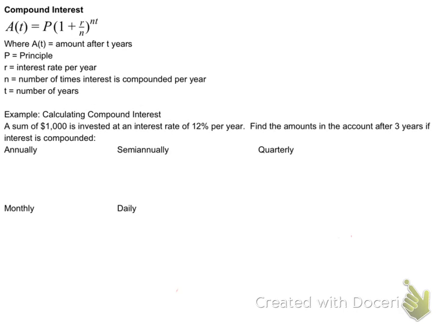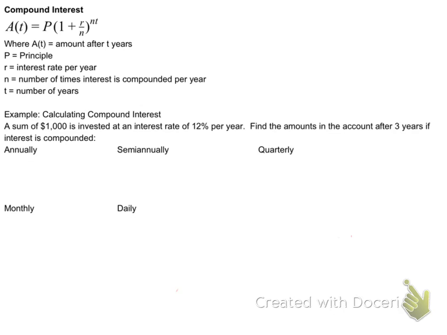Compound interest uses the equation A of t equals P times (1 plus r over n) to the nt. P is the principal, r is the interest rate, A of t is the amount after t years, n is the number of times interest is compounded per year, and t is the number of years. The biggest thing is the more times interest is compounded within a given amount of time with a fixed interest rate, the more money you will have.